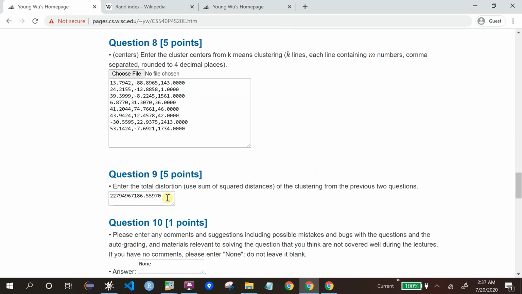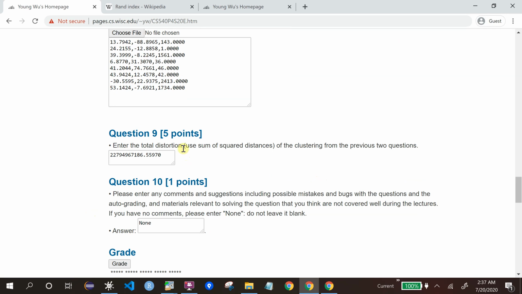And question 9 is the question I want to talk about. So at the beginning, when the TA sent me the solutions, I didn't tell them to use the sum of square distances. And here I added a note that I want the sum of square distances. So the Euclidean distance is the square root of the sum of square of each individual element. If you square it, then it means the same as not taking the square root. So you just sum the square without taking the square root. And if you sum everything up, then you can get the total distortion.